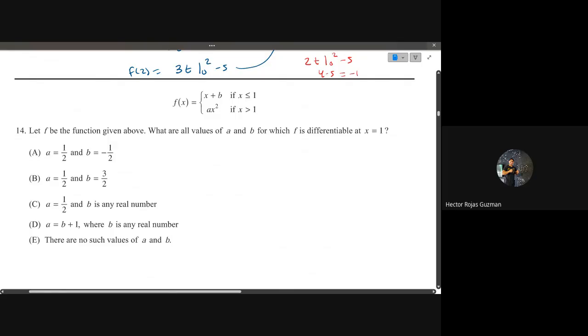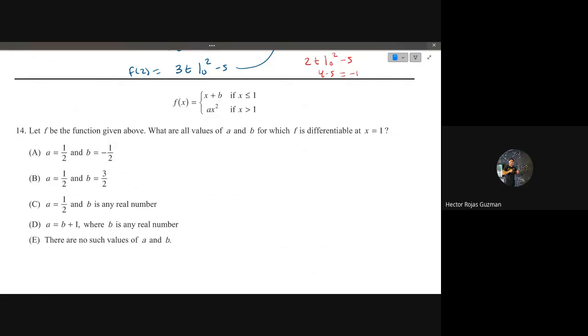Okay, now we have a piecewise function for number 14. What are the values for a and b for which f is differentiable? Well, if it's differentiable, that means the function has to be continuous. And if it's continuous, the limit as x approaches 1 from the left must equal the limit as x approaches 1 from the right. So you're going to take your x plus b and you're going to make it equal to ax squared. And then we're going to plug in the 1 because that's where the graphs should meet, right? At x equals 1. And you get a. Here we get this piece.